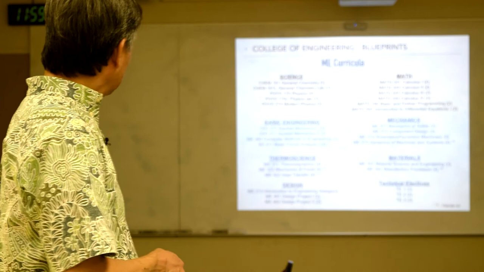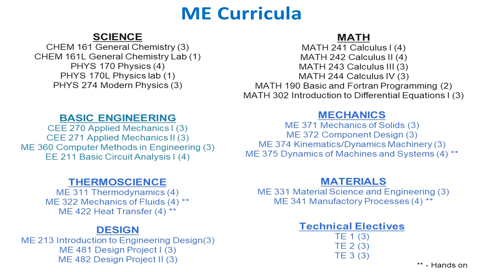As a breakdown for our mechanical engineering curriculum, I put this in different categories, like science courses, chemistry and physics. You also have math, all of calculus 1 through 4, and there are some additional math courses that you need to take. Basic engineering courses, you can see here it's CEE, that's civil and environmental engineering, so we share some of the courses in the College of Engineering. There's also basic circuit analysis, which is an electrical engineering course, but mechanical engineers also have to take that. In the mechanics area in ME, these are the required courses. In the thermoscience area, those are the required courses, and in the materials area, those are the required courses.